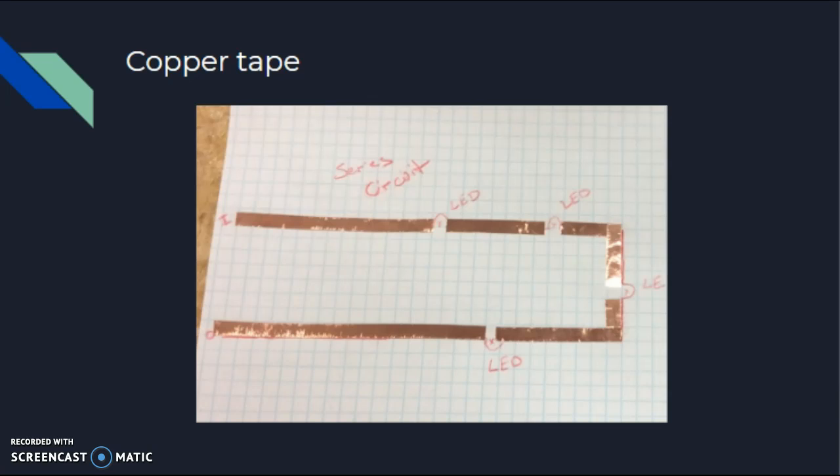From the sketch, we go to laying out the circuit. So I use the copper tape and tape right on top of my sketch. And I thought this would be really good, especially for young students, because it would give them the opportunity to kind of see it develop from something they started with. So here's the series circuit.